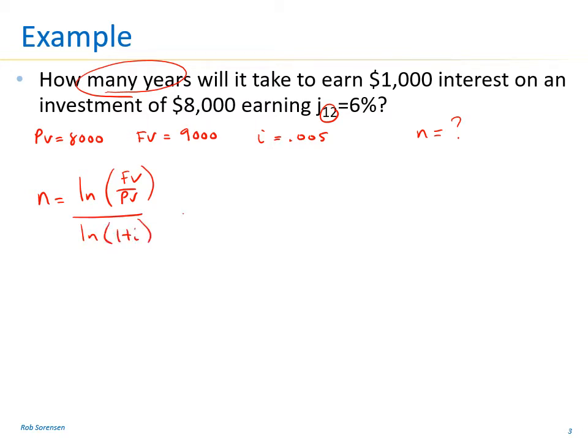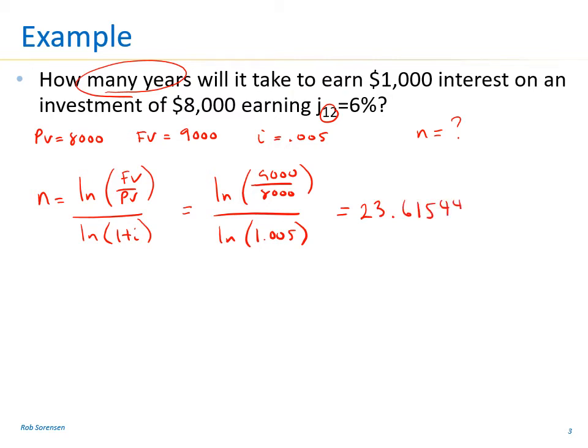We'll go ahead and put some numbers in there. That's the log of 9,000 over 8,000 divided by the log of 1.005. You type that in your calculator. We get 23.6154497.